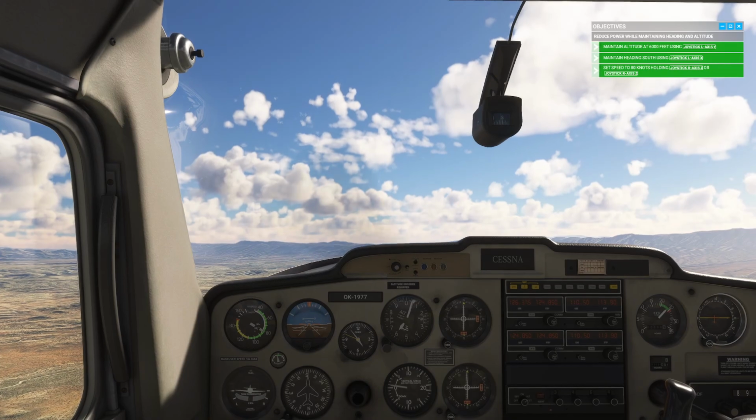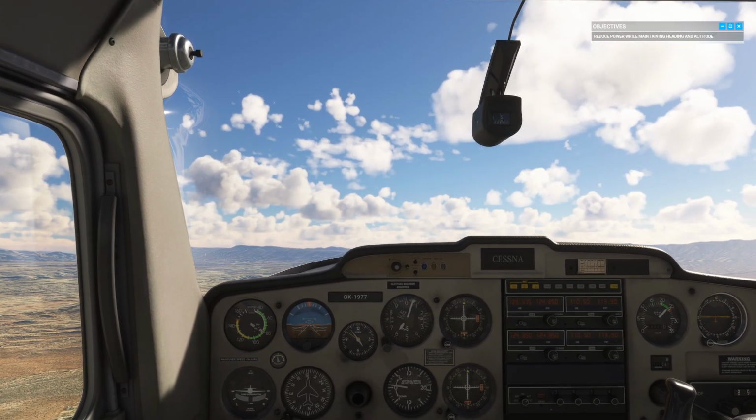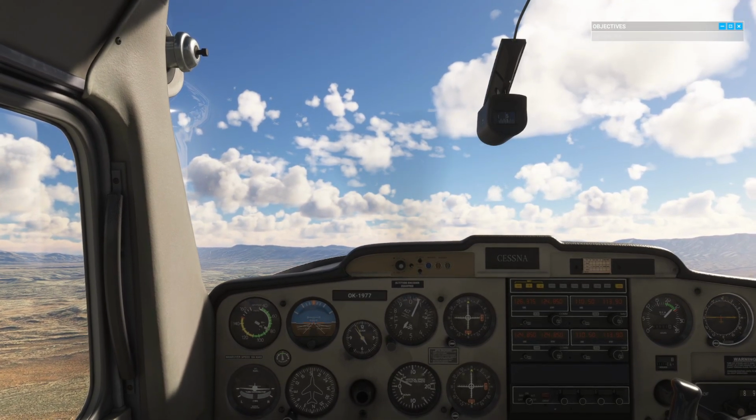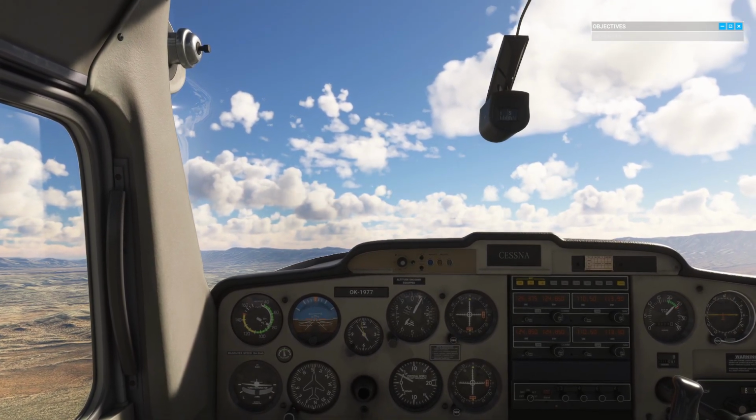That's okay. Review straight and level flight to better manage your speed and altitude. You did well, but you can do better.